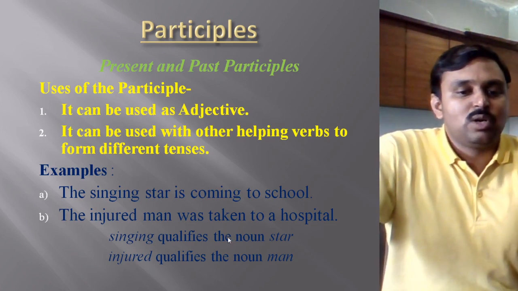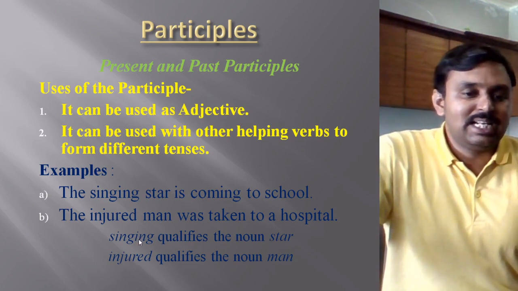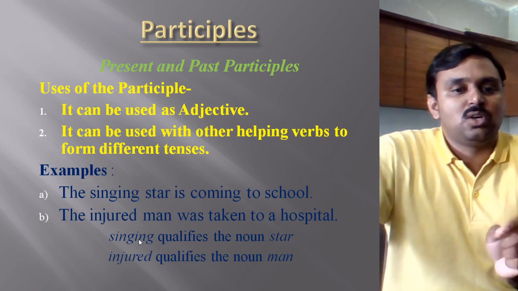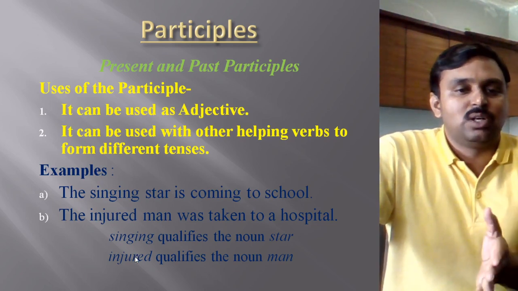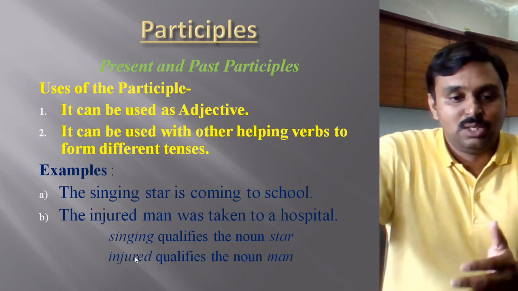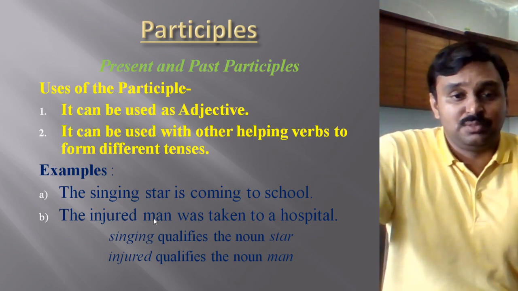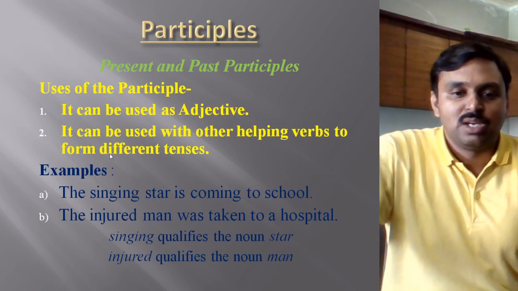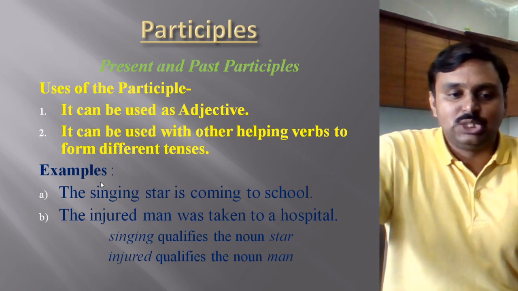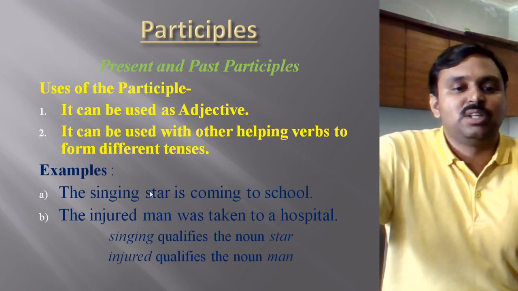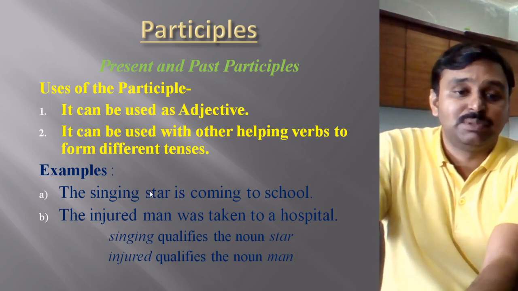It will not be a present participle. So singing qualifies the noun star and injured qualifies the noun man. Remember that the ing word singing is called a present participle adjective, and the ed adjective, injured, is called a past participle adjective. But we will be calling them ing adjective or ed adjective. They are not verbs. Note this point, very important. I hope it is clear how the participles are used as adjectives. There is no helping verb before it and there is a noun after it. That's the basic rule to identify the present and past participle adjective.